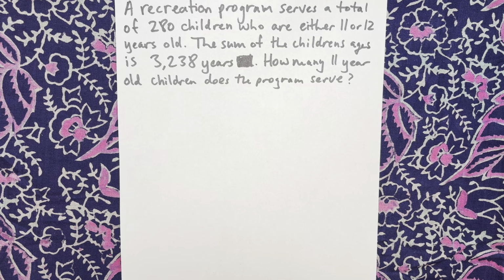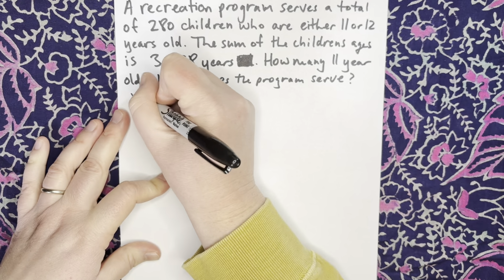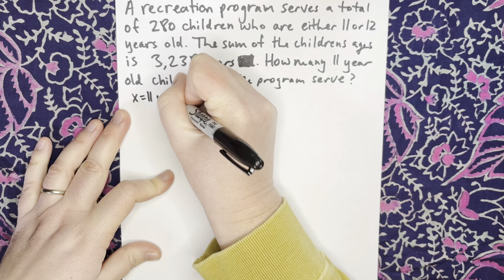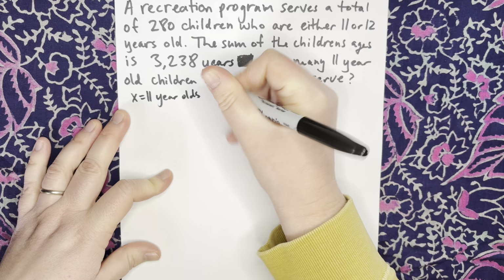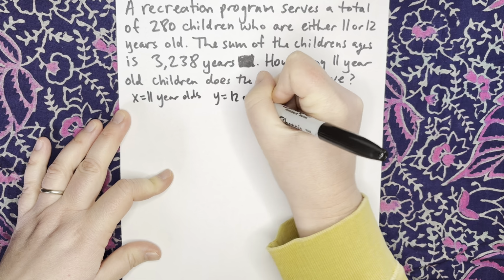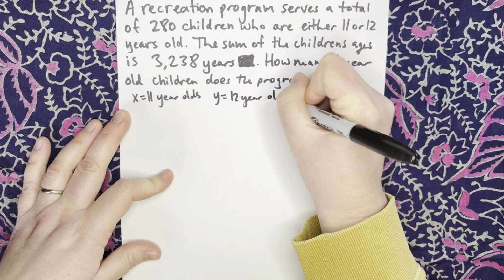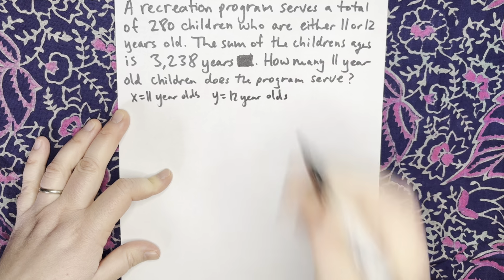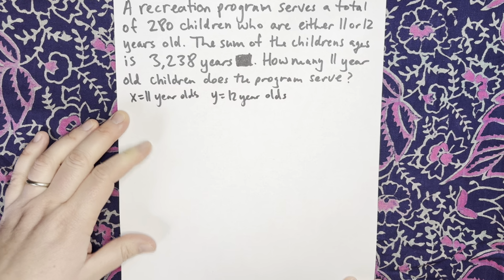So the first thing we're going to do is assign variables for our unknowns. In this situation, we don't know how many 11-year-olds or 12-year-olds there are. So we're going to let x equal our 11-year-olds and y equal our 12-year-olds. We're going to write a system of equations to represent what's going on.